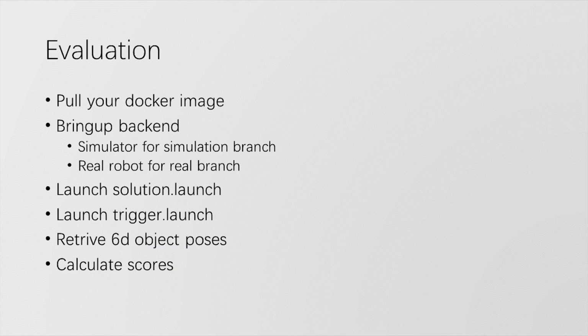Then, when we receive your solution, there are 6 steps for us to do to evaluate your solution. First, we pull the Docker image from the given link. Then we bring up the backend. If you choose to take part in the simulation branch, we will bring up the simulator. And if you take part in the real robot branch, we will bring up the real robot. Then we launch solution.launch and trigger.launch one by one. Finally, we will retrieve the 6D poses of each object after executing your program and calculate the score.